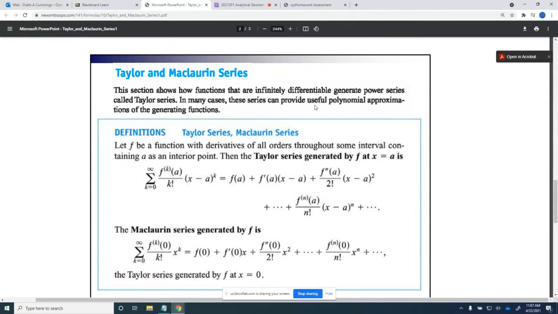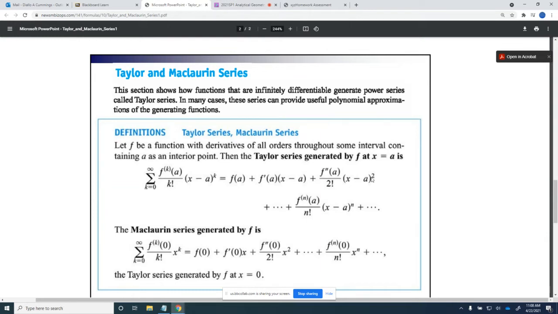In many cases, these series can provide useful polynomial approximations of generating functions. We also have something that's called a Maclaurin series. The difference between a Taylor series and a Maclaurin series is that a Maclaurin series is centered at x equals 0, whereas a Taylor series is centered at x is equal to a.